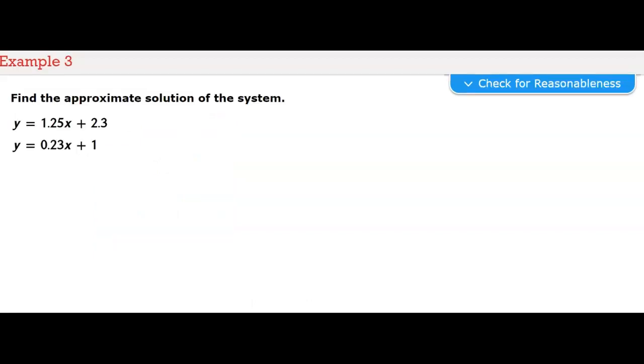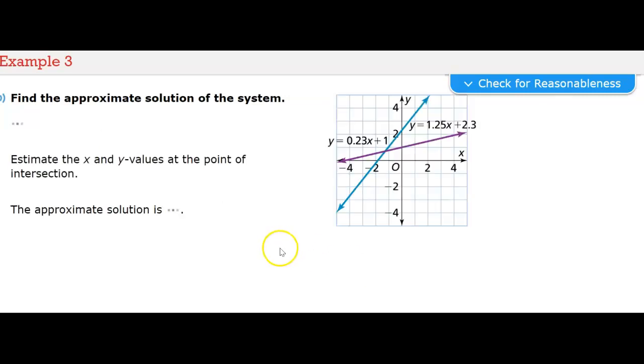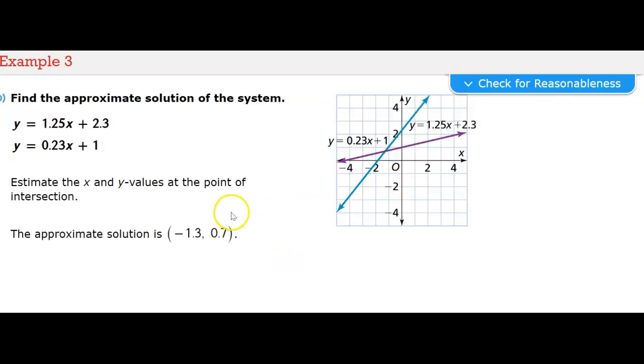Find the approximate solution of the system. Y equals 1 25/100 times x plus 2 3/10. Y equals 23/100 times x plus 1. We're going to estimate the x and y values at the point of intersection. So here's the point where these two equations intersect. So it's approximately 1 3/10 and 0 7/10.